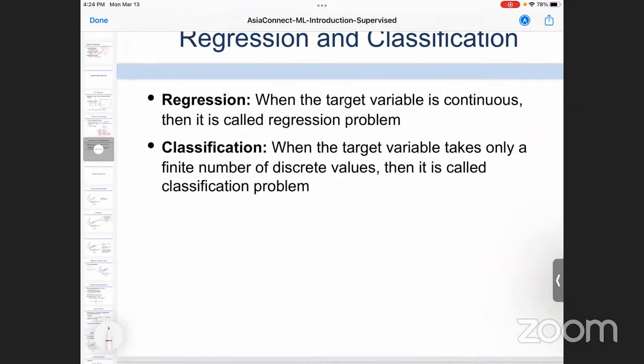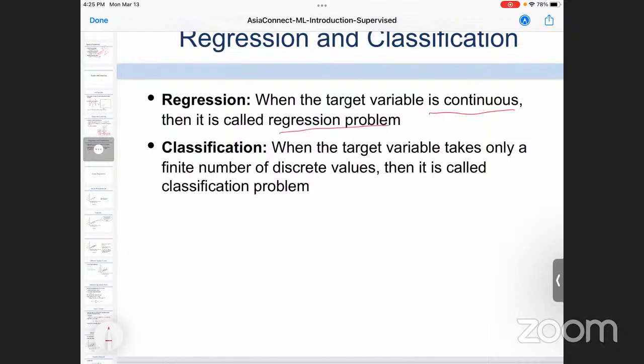Supervised learning can be of two types. Basically, one is regression, another is classification. As I said, when the target variable is continuous, for example, predicting the temperature, or humidity, or the house price, so these are like predicting a continuous value. Then we call this a regression problem.